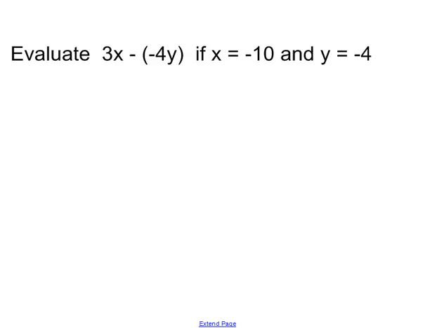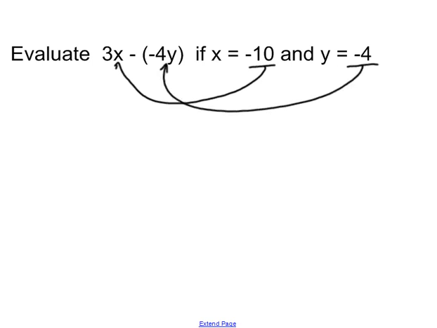Evaluate 3x minus a negative 4 times y, if x is negative 10 and y is negative 4. So as I plug this in, the negative 10 goes there, the negative 4 goes there, so I've got 3 times the negative 10, and then I've got minus a negative 4 times a negative 4.